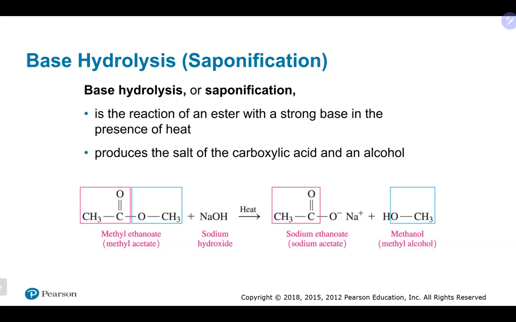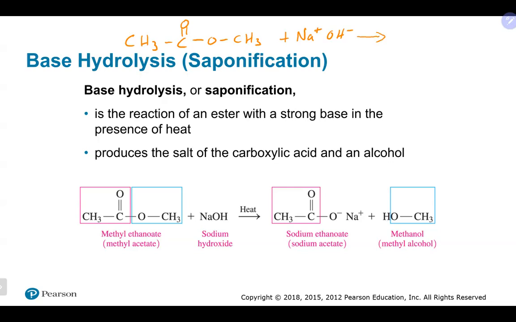So we will see this ester here. If we start with it again, we're going to take this guy here. I'll draw it up here so we can take a better look at it maybe. And in this case, we are going to add sodium hydroxide, which is really sodium and OH here. And we're going to have some heat.